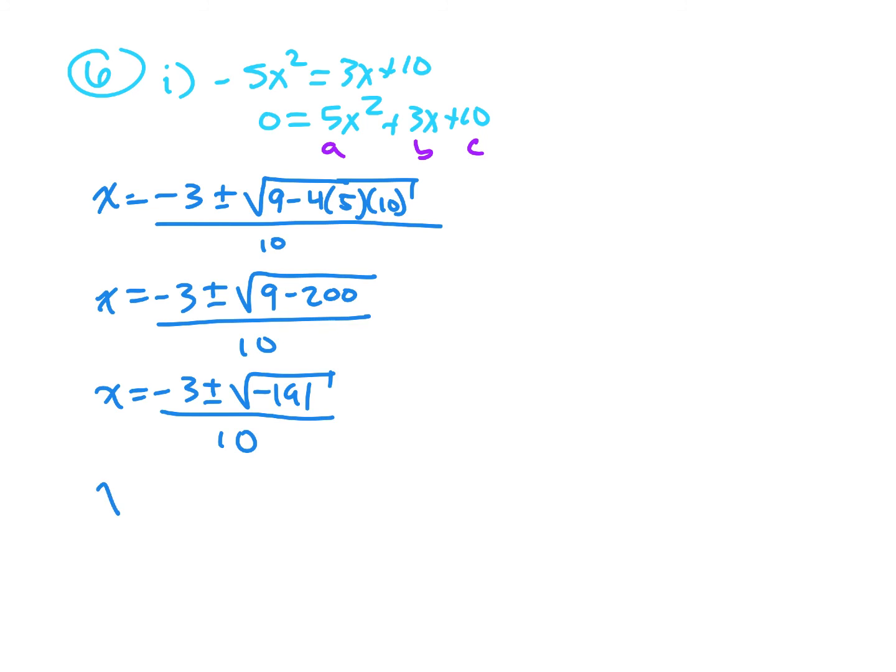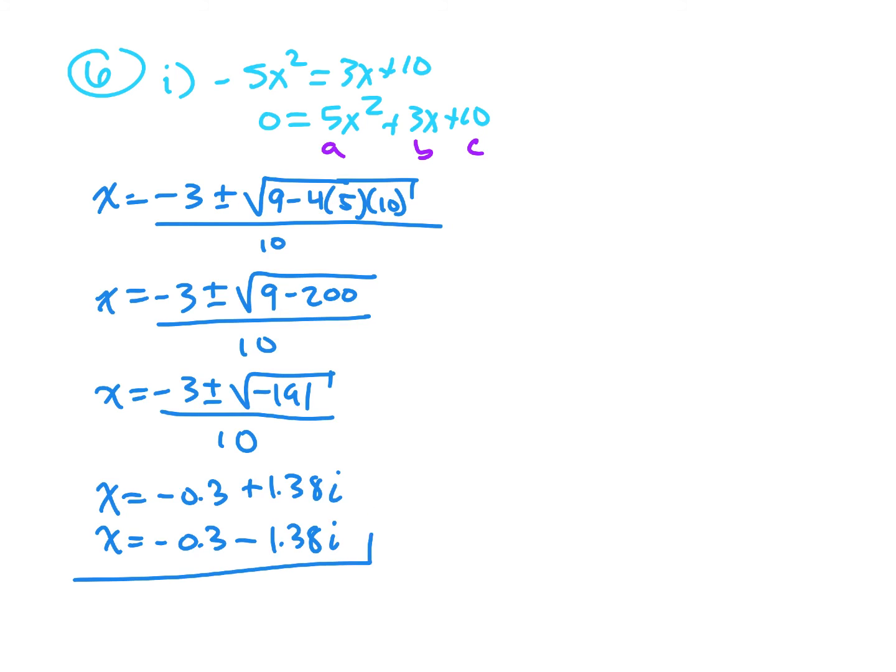Okay, so x equals -0.3 plus 1.38i, which means that my conjugate is this. So this is 2 complex roots. Solve each equation, find real roots, complex. Okay, so that's that.